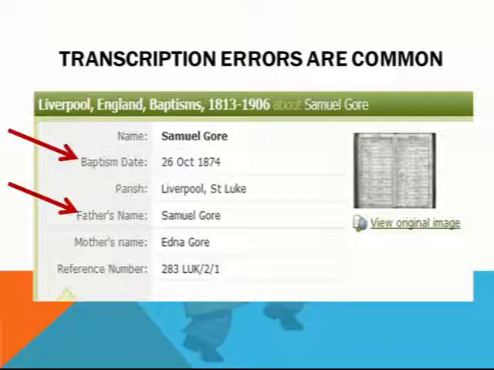Suppose as a detective, as part of your investigation, you come across this transcription on Ancestry.com. Notice the baptism date is October 26th, and the father's name is Samuel Gore. You should not, however, stop here. We need to look at the original record. It only takes another click to see.